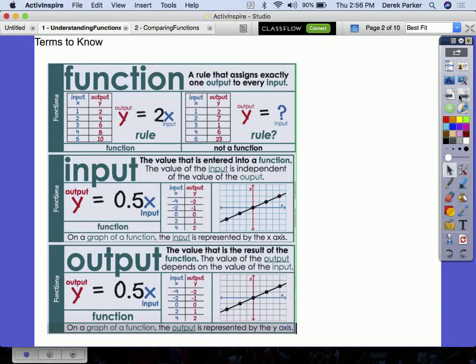Every input can only have a rule that assigns exactly one output to every input. One output to every input.